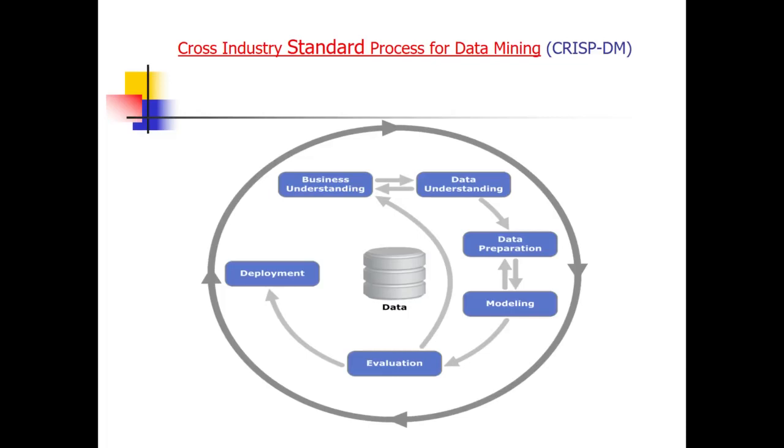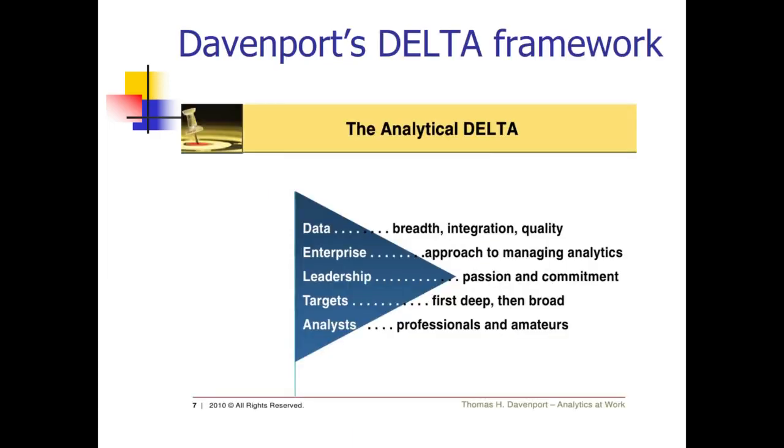Now this is the cross-industry standard process for data mining. Here we have data understanding, data preparation, and modeling, then execution. If there is any problem in execution, again it will go back to business understanding, and finally if there is no problem in evaluation, then go for deployment. So this is the complete cross-industry standard process for data mining, that is CRISP-DM.